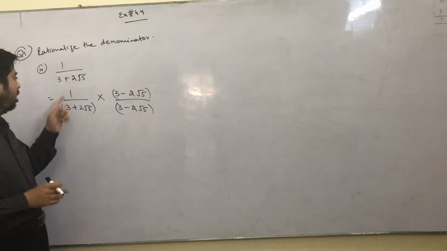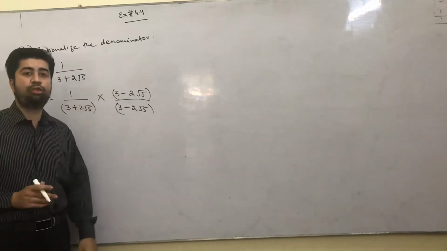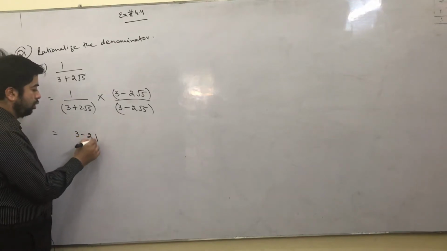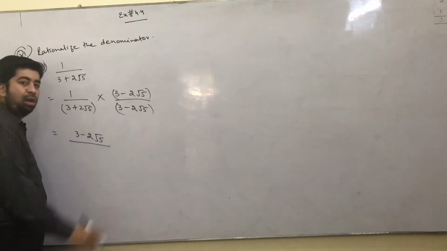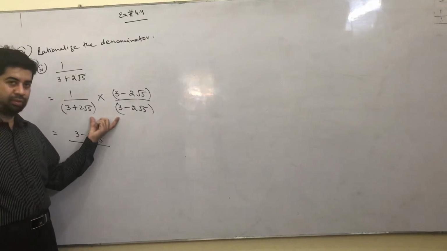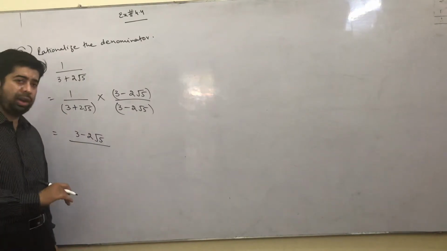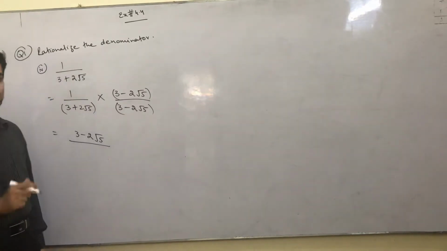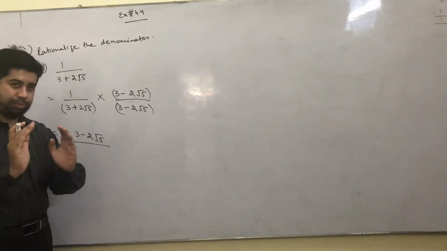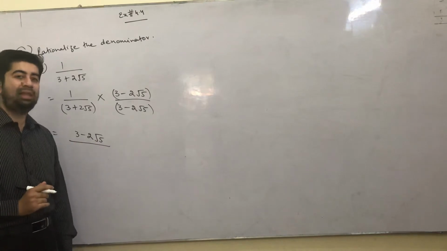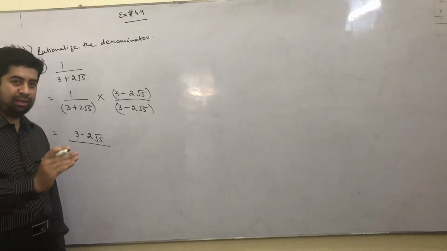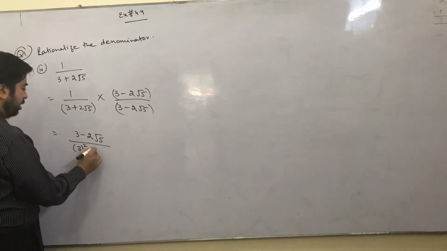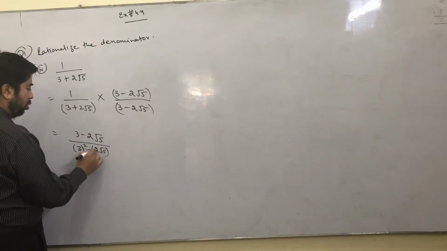Now think about it. I'm going to multiply 1 with 3 minus 2 square root 5. So it must be 3 minus 2 square root 5 in the numerator. But what happens in the denominator? You see, is there any formula being made here? This is a plus b and this is a minus b. I hope you understand it very well. A plus b into a minus b means a square minus b square. So 3 square minus 2 square root 5 whole square.